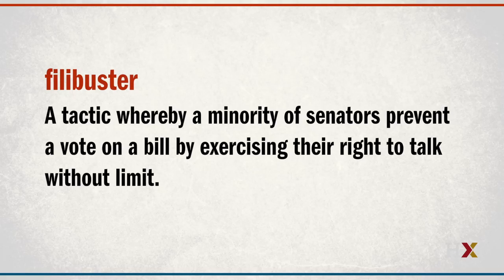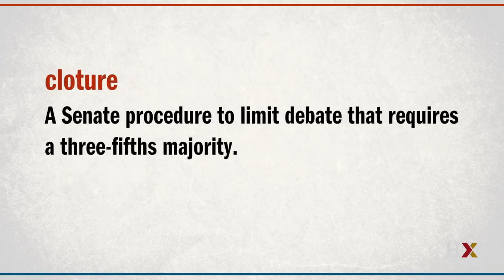Now, a filibuster can be stopped if 3/5 of the members vote to limit debate. That procedure is called cloture. Notice that cloture requires a 3/5 majority rather than a simple majority. Unless 60 of the 100 senators agree to end it, a filibuster cannot be stopped. That's an imposing requirement.